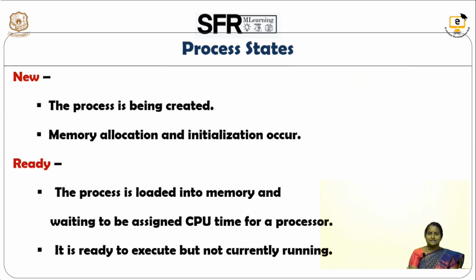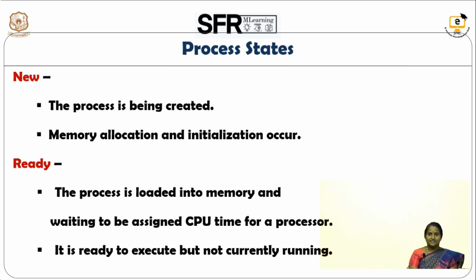Then we are going to discuss the process states. There exist 5 states for a process. The first, initial state of a process is the new state. Whenever a process is being created, it will be in the new state. In this state, all the memory allocation and the initialization will be performed.